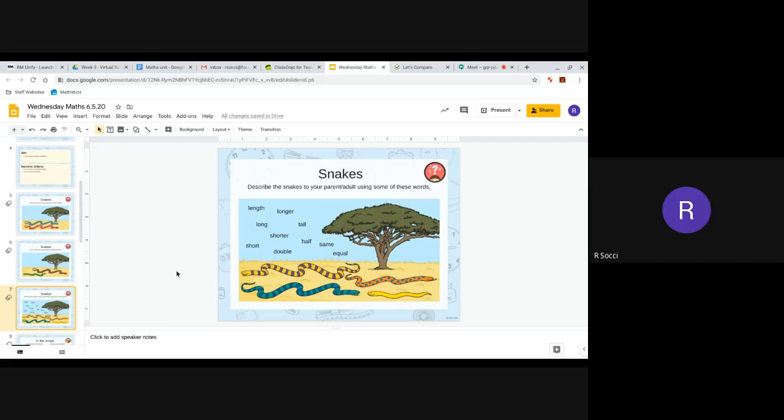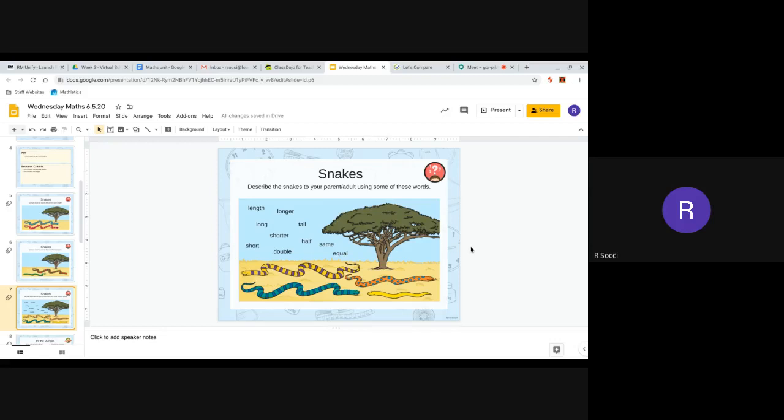Right, now you've got these snakes on this picture here. What I'd like you to do is describe the size and the length of those four snakes to the parent or adult sat next to you. Okay, you can use some of these words here. So I'm going to read them out. You've got the word length, longer, long, tall, shorter, short, double, half, same, and equal, which means the same.